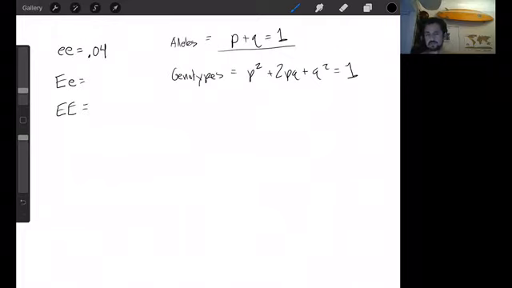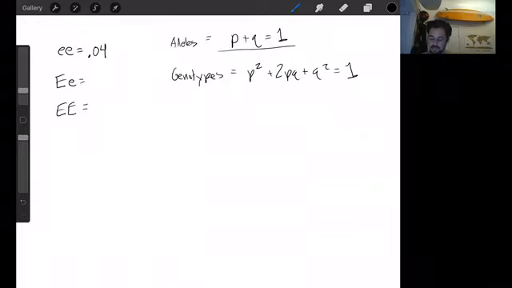And 1 is just another way to think of 100% of the population. So for alleles, the frequency of each allele is always going to equal 100%. So it's like some portion of p allele plus the other allele q is going to be 100%, right? So it always equals 1.